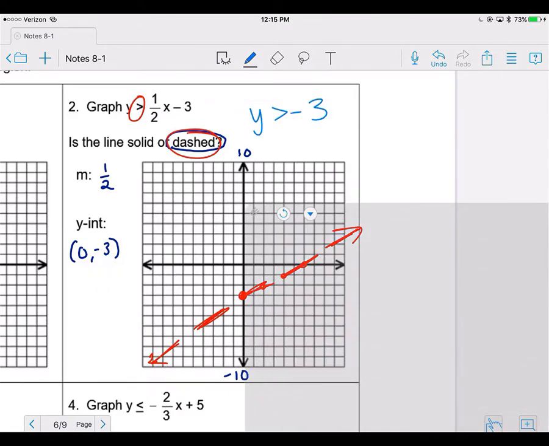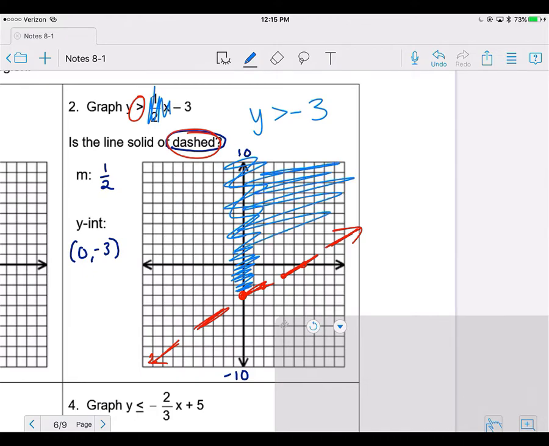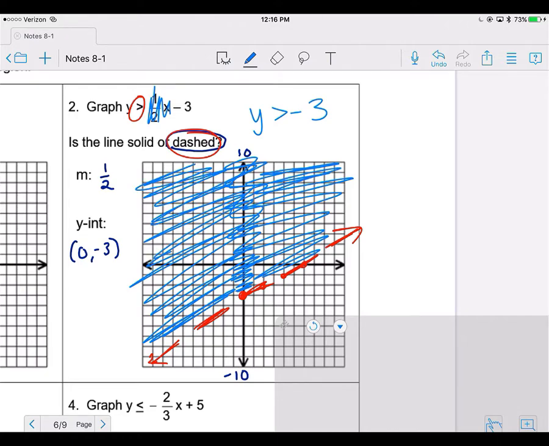Now again, for shading, I just look at y and my y-intercept, I ignore the x. So y is greater than -3. Things that are greater than -3: -2, -1, 0, 1, 2, 3. So where I've shaded on the y-axis is where I will shade on the whole line. I use the y-axis to help me determine above or below, and then I shade all of that on my graph.